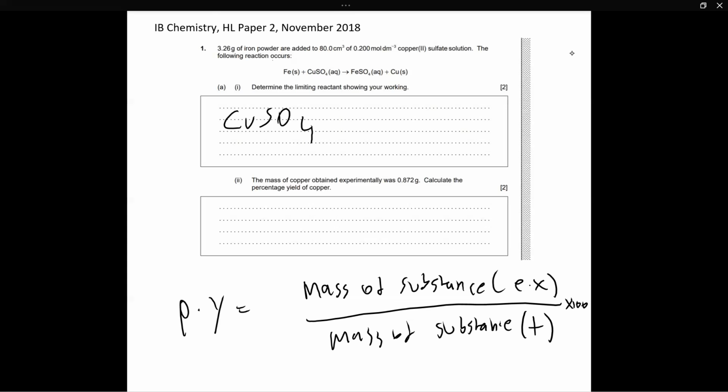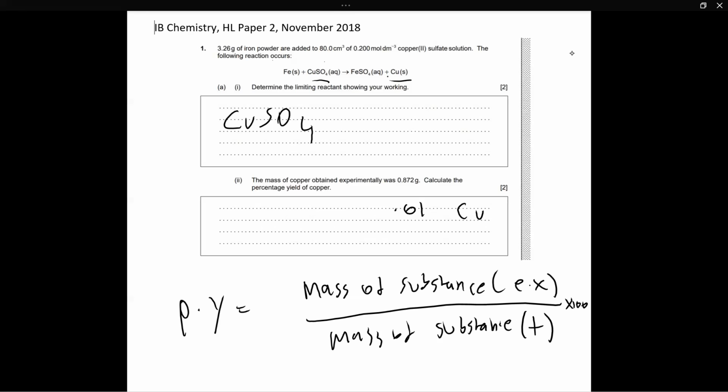So if we were to see how much of the product, how much copper we should obtain by this reaction, we can determine that because we know the number of moles of the limiting reactant. The number of moles of the limiting reactant was 0.016. If you remember, I did the calculation earlier. And we see that Cu2SO4 and copper are in the 1-to-1 ratio. That means that for every 1 mole of copper sulfate solution, 1 mole of copper will be produced. So for every 0.016 moles of CuSO4 solution, we will also produce 0.016 moles of copper.